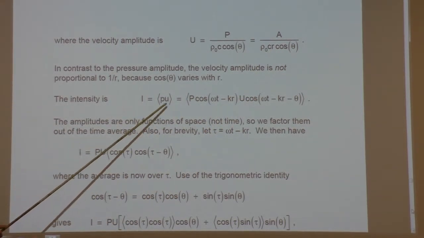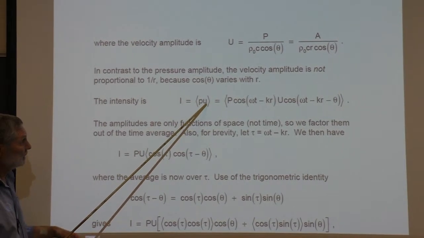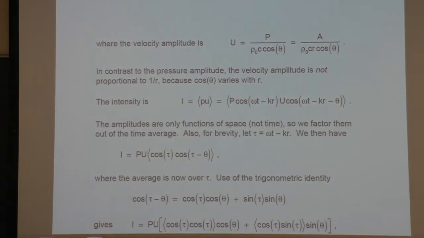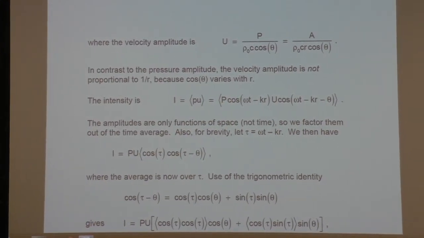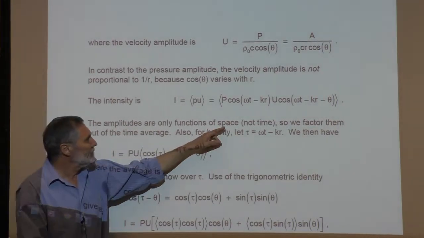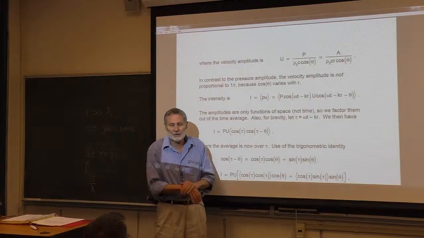So here we go. Here's the intensity. We multiply the actual pressure times the actual particle velocity, we get this, and we time average. It's convenient to use the bracket notation here. Now, the amplitudes are only a function of r, not of time, so they're not involved in the time average.